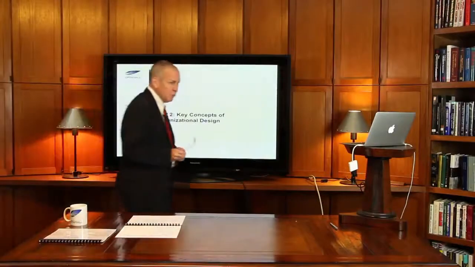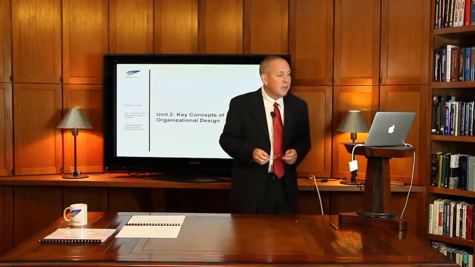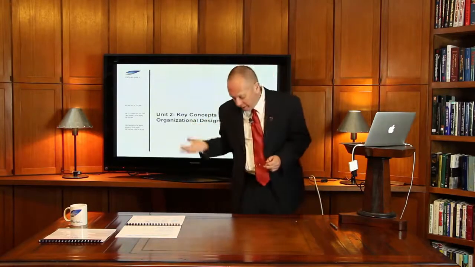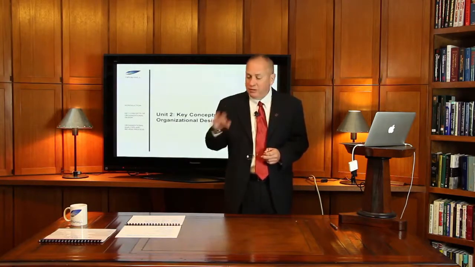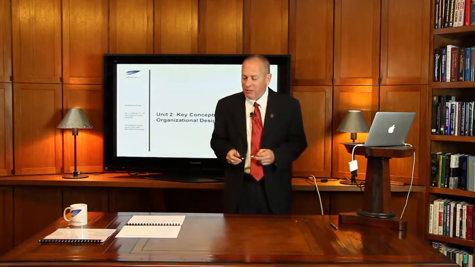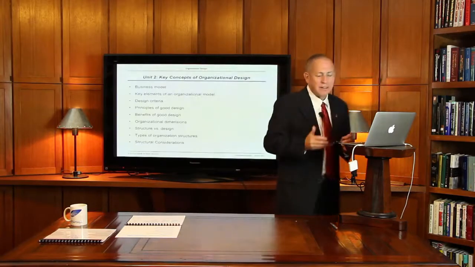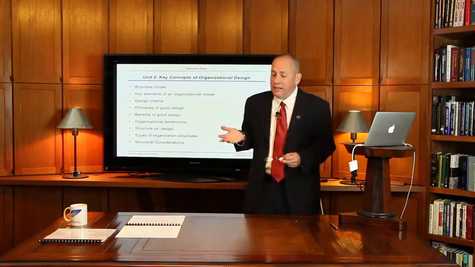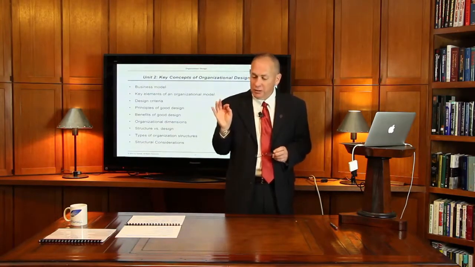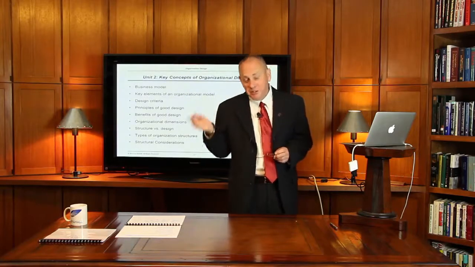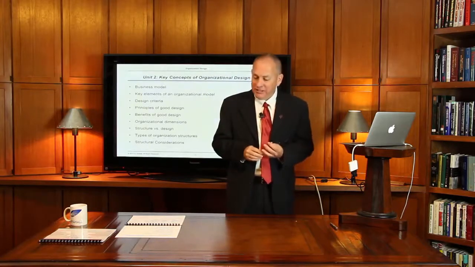Good morning. Now we're going to move to Unit 2 of our overall introductory course on organization design. In Unit 1, we provided an overview of some of the key elements and concepts of organization design. In Unit 2, we're going to drill down a bit into some of the more technical parts of the concepts of organization design. We're going to look at things like business model, the key elements of an organizational model itself, design criteria for your organization structure, principles of good design, so things you should do, things you shouldn't do, why you want a good design, so a well-designed organization structure.